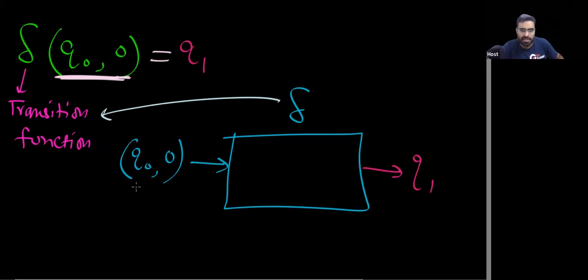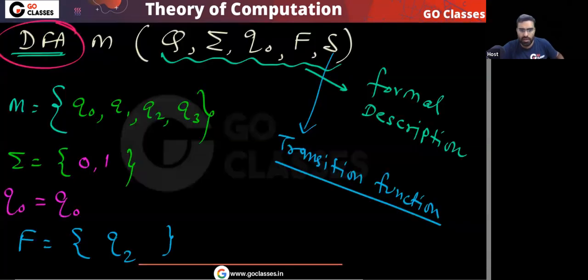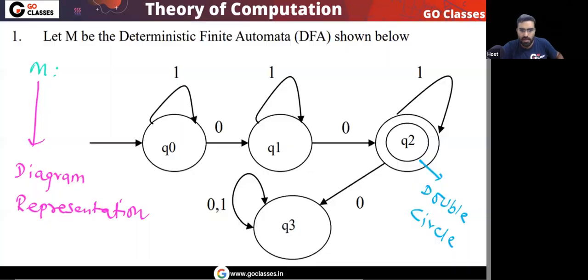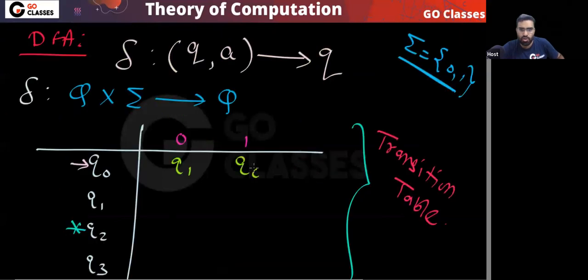What it means is that in this state, if I read the input 0, then I will go to state Q1. Very simple idea: if you are in this state and you read input 0, you will go to state Q1. Okay, tell me the next. What about Q0, 1? That will be Q0. In this state Q0, if I read symbol 1, then I will go to state Q0 itself.